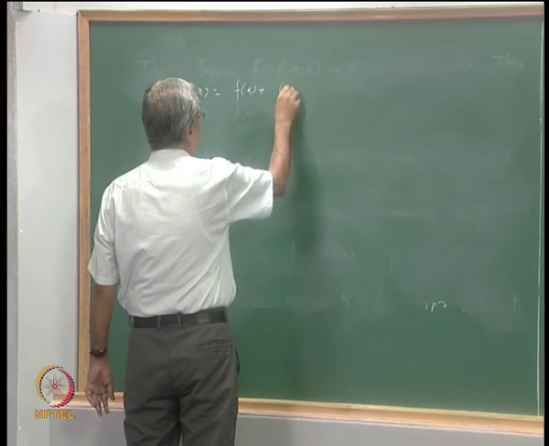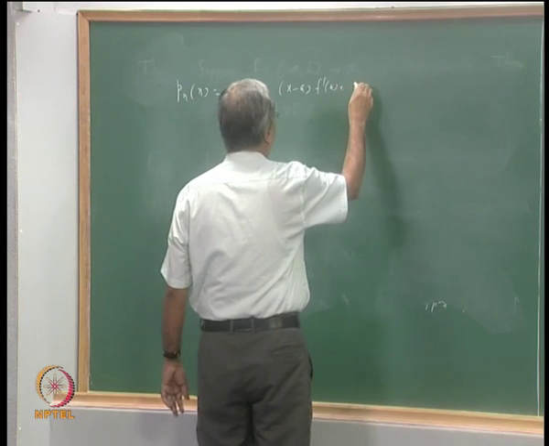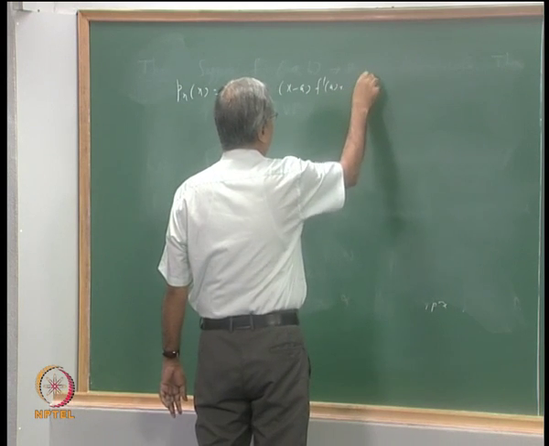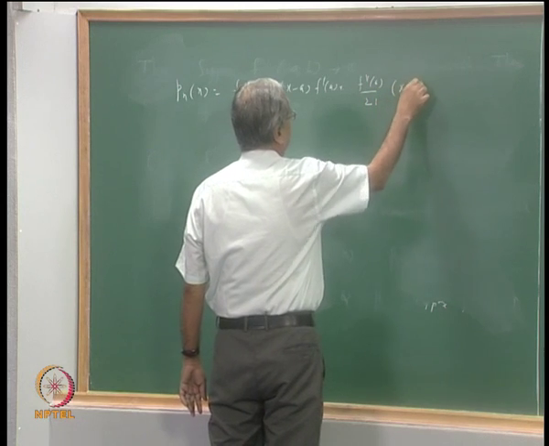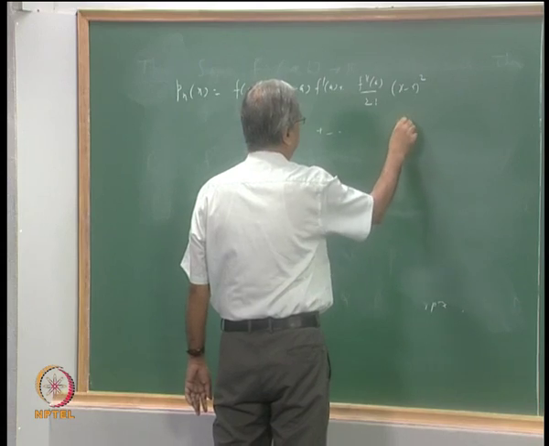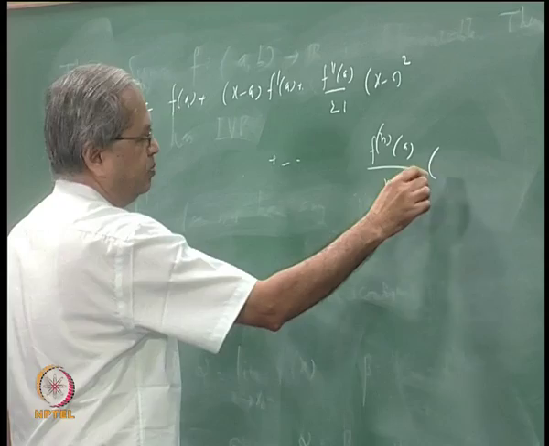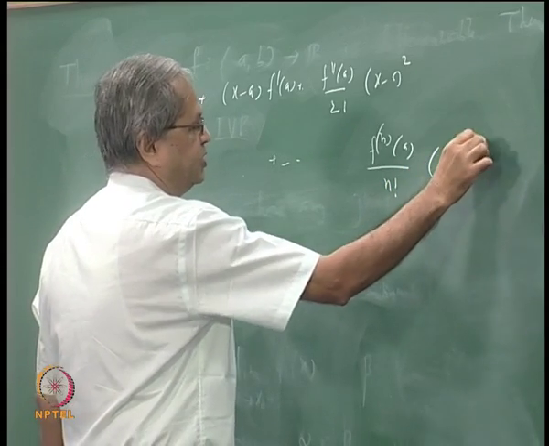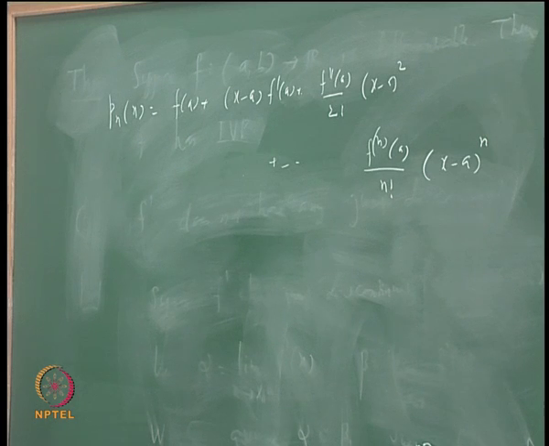So using all this, one can say that this polynomial Pn(x) becomes f(a) plus (x minus a) into f prime a, plus f double prime a divided by factorial 2 into (x minus a) whole square, etc., and the nth term will be the nth derivative at a divided by n factorial multiplied by (x minus a) to the power n.